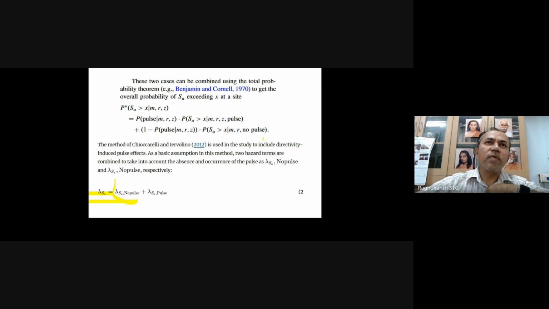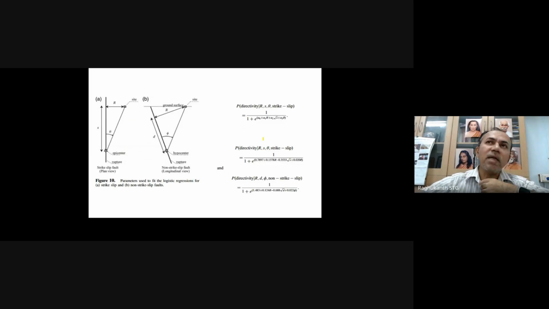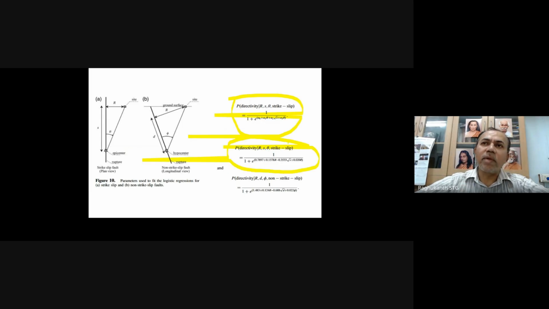So the hazard analysis has been done, and then the probability for directivity. These equations have been developed based on some statistics and some physics behind these phenomena. For strike slip fault, non-strike slip fault, thrust fault, these probabilities are available. So we have done these calculations. Same seismic hazard analysis, but previously there was only one calculation. Now we have to do both calculations.